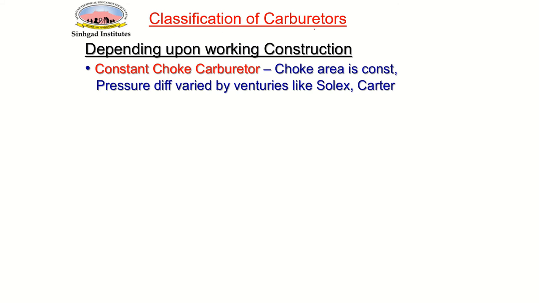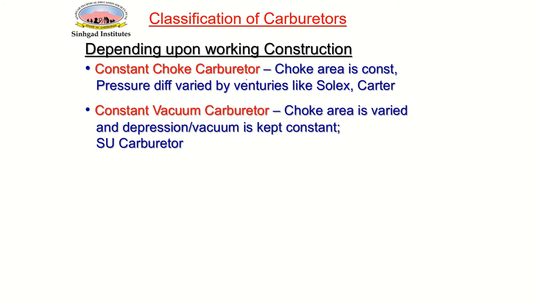So then these practical carburetors are constant choke carburetors. As I've told you, you have the choke tube, you have the venturi, like this. This choke area is constant. However, I can vary this pressure by opening the throttle or closing the choke. I can vary this pressure.